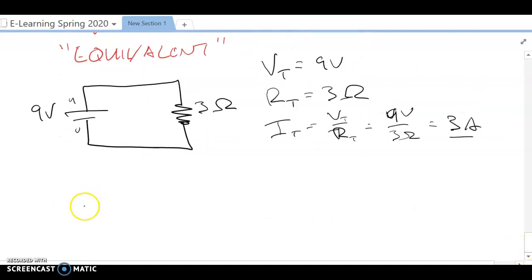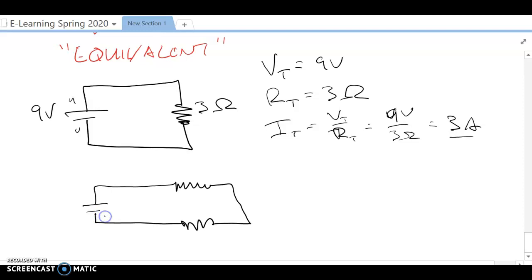But what happens if things get more complicated and it looks like this? Now you've got 2 in series. By the way, these are called series circuits if there's just one path. We'll talk about that in a second. So this is 3 ohms, and this is 3 ohms, and this is still 9 volts. It still has to get from 9 to 0, but now it's going to lose half of its voltage across this guy, and this will be 4.5 volts.